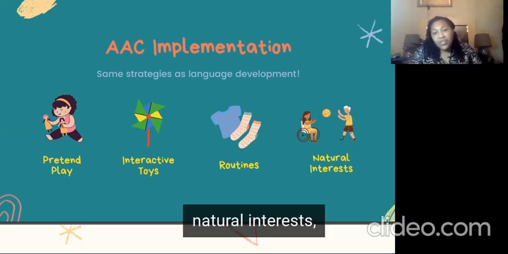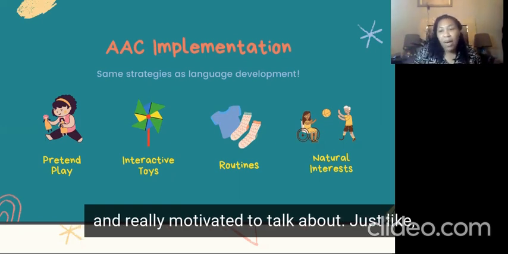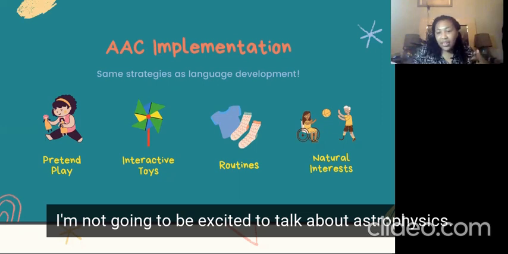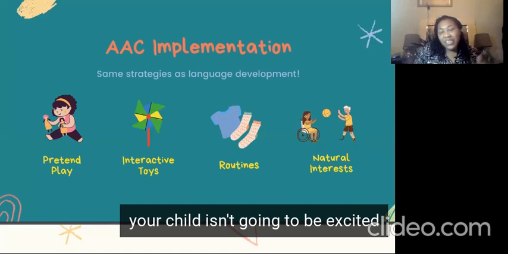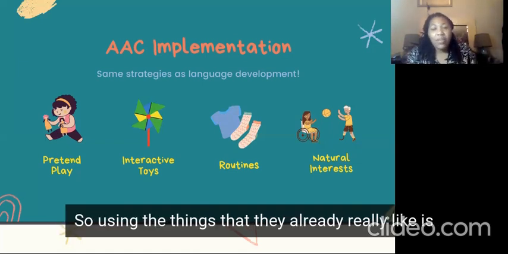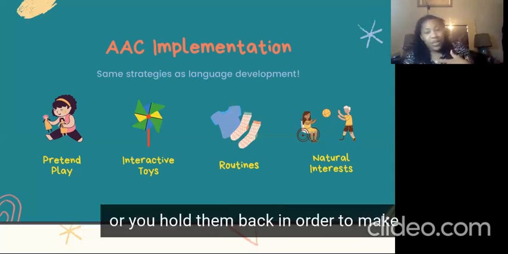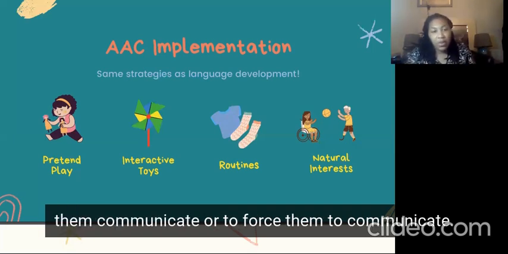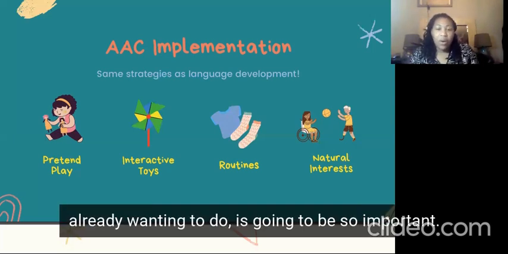And then finally, those natural interests, the things that they're already excited about and really motivated to talk about. Just like I'm not going to be excited to talk about astrophysics, your child isn't going to be excited to talk about something that they're not really that into. So using the things that they already really like is going to be the key. And that's not to say that we withhold those things or hold them back in order to make them communicate or to force them to communicate. But incorporating that device into something that they're already loving, already wanting to do is going to be so important.